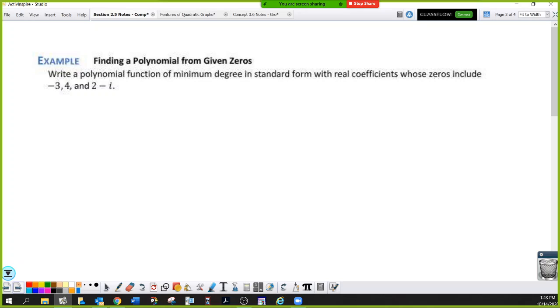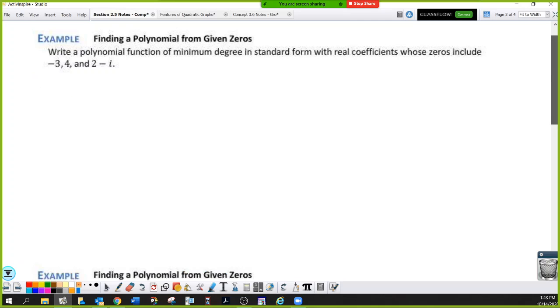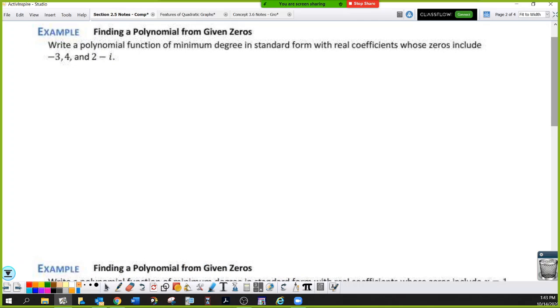So we are going to find a polynomial of minimum degree in standard form that has real coefficients and whose zeros include these 3 numbers: -3, 4, and 2 minus i. What do you see is a problem with that list of zeros? Something should stand out.